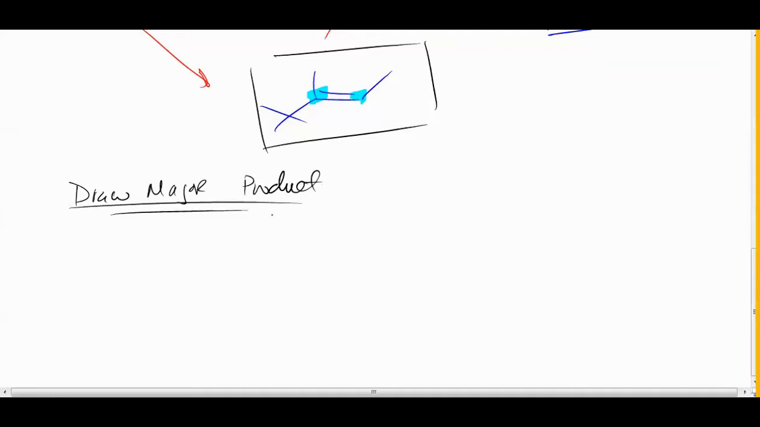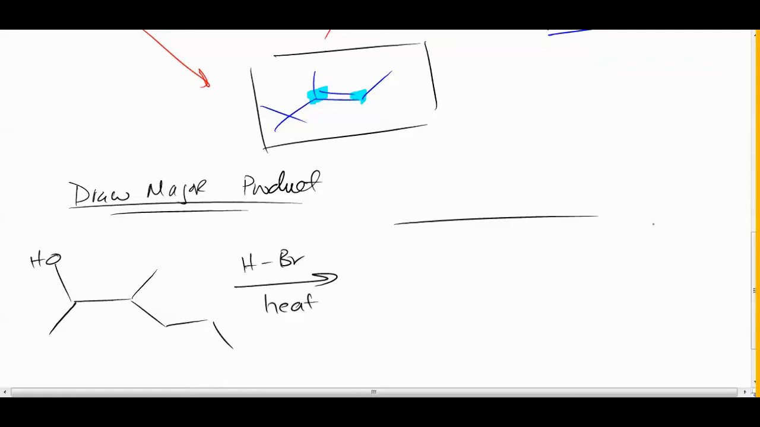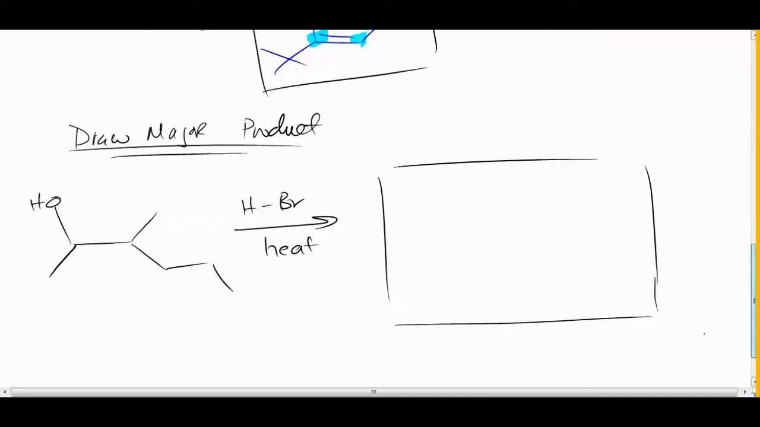Right, and so here we have this, and we're reacting this with HBr and heat. We need to show the product. What's your leaving group? Hmm? What's the leaving group?